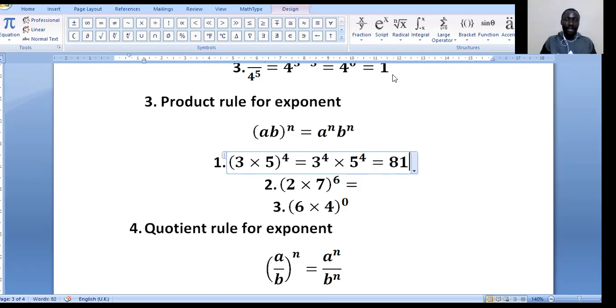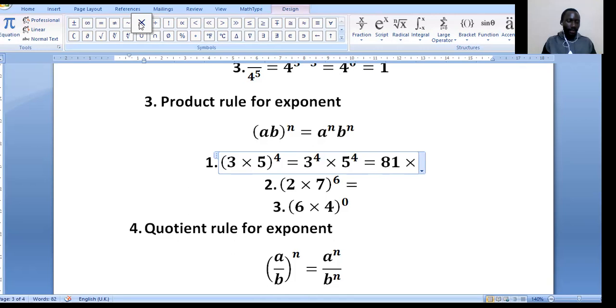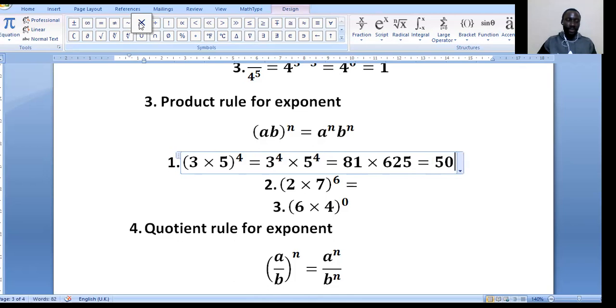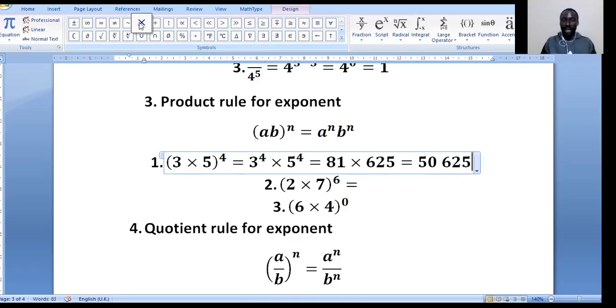Then the next thing we want to deal with is 5 exponent 4. So 5 exponent 4 gives 625. So now when we multiply these two, that is 625 times 81, what we get is a quantity which is 50,625. That's what we get.